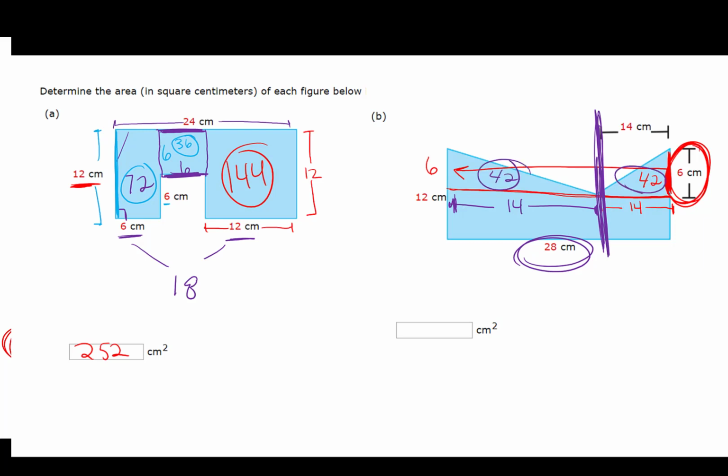Now we're left with the big rectangle across the bottom. It is 28 by 6, because if the top half is 6, the bottom half has to be 6 because the entire piece over here is 12. 28 times 6 equals 168. We are not going to split that in half because this is a rectangle, but we will take 168 plus 42 plus 42 to get a total of 252.